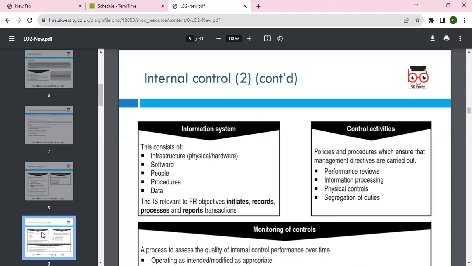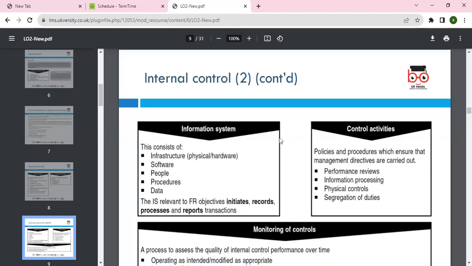Information system consists of infrastructure, physical hardware and software. Wherever we have a computing system, it is secure and locked, and anyone cannot really modify it. We have a password. What is the password changing policy? How often does the password expire? And we need to link with the devices and various other instruments to improve security. So people, procedures, data, the information system, financial reporting initiative, record, process and report transactions. Because if the people fake transactions, they can be huge, so we can look at the materiality of those.